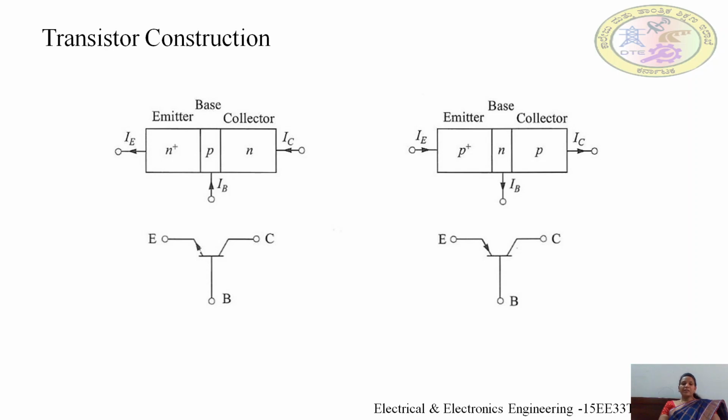The emitter has to emit majority charge carriers, hence it is heavily doped. What does the base do? It passes on all these majority charge carriers to the collector, hence it is very lightly doped. And the collector has to collect the majority charge carriers emitted by the emitter, hence it is moderately doped.